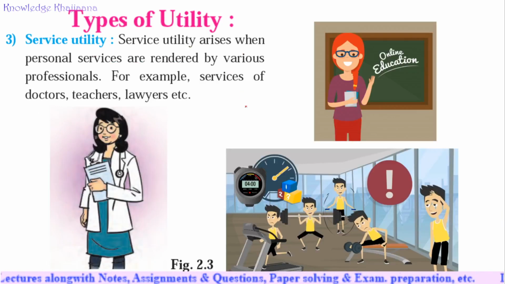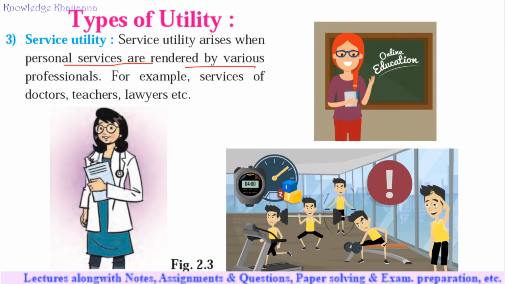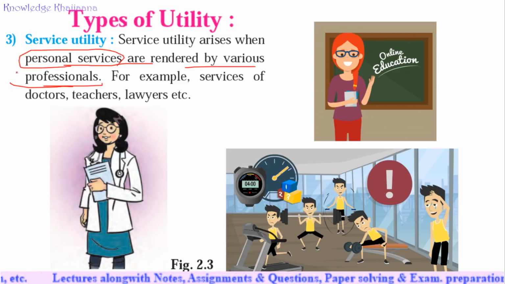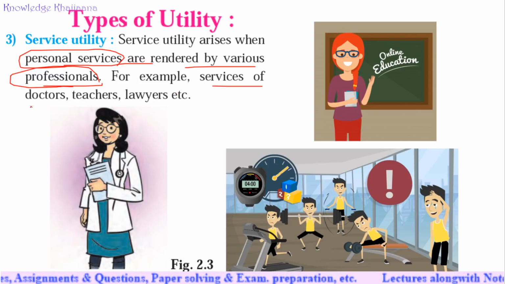Third is service utility. Service utility arises when personal services are rendered by various professionals. What is rendered? Personal services. By whom? Professionals. For example, services of doctors, teachers, lawyers, etc. Okay, what can we say? See, these days, for lockdown students, the utility of some online teachers has not only arisen but has also increased substantially, right? Of whom? Online teachers.